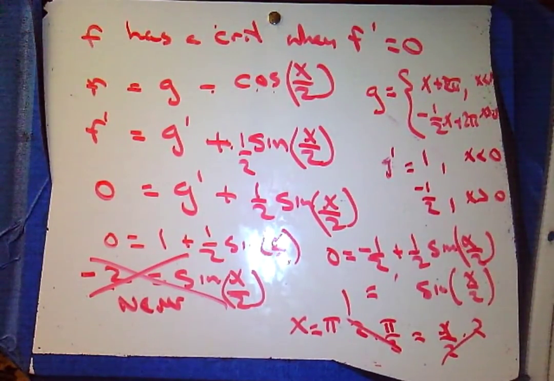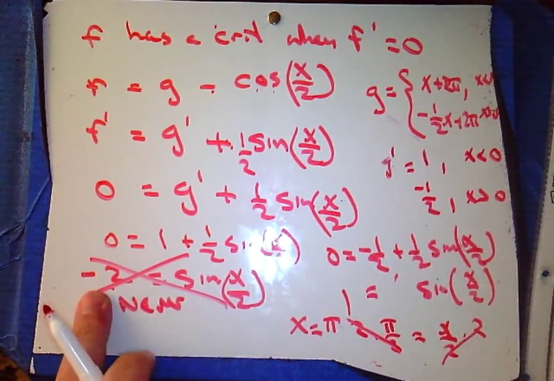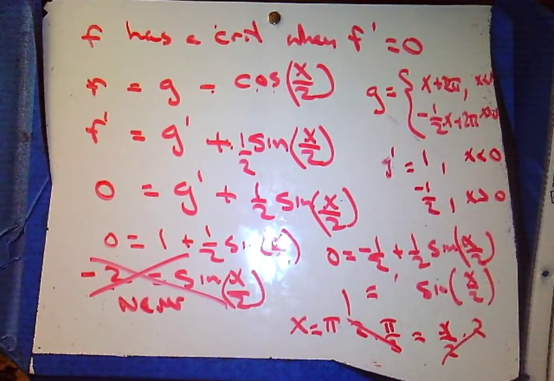X equals pi is a critical point. Did I do it right? I did it right. Yay! Okay, so that's how we need to do that problem. This is never equal to -2, so that doesn't produce any critical points. But over here we get critical points when g prime, the derivative of negative cosine x over 2, equals 0, and that's when this equals 1.